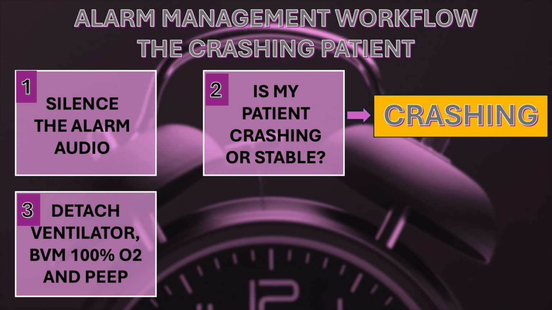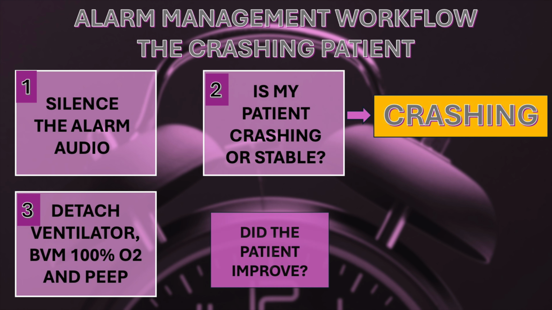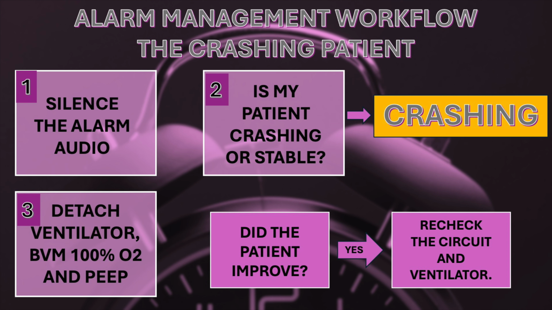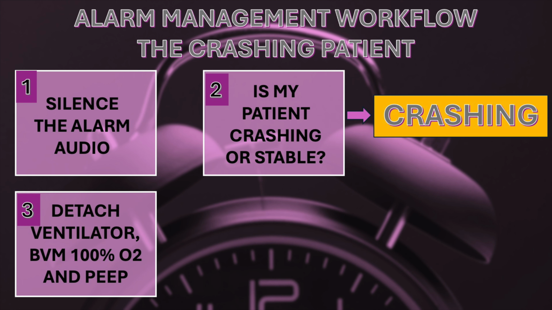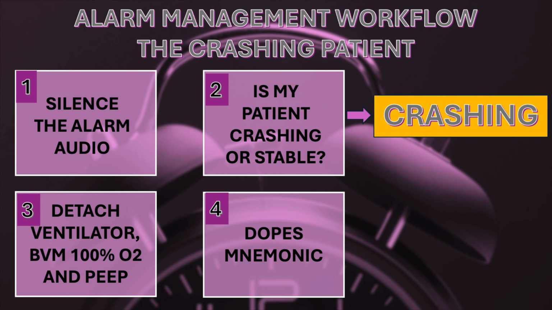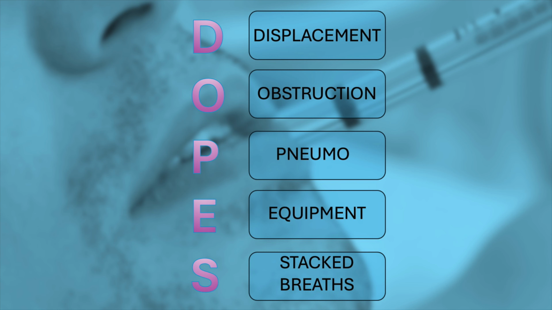In Step 3 of the alarm management workflow, you've disconnected the ventilator and initiated bag ventilation with 100% oxygen and the appropriate PEEP. Ask yourself, is the patient improving? The ventilator or circuit may be the issue if the patient improves with bag ventilation. If the crashing patient does not promptly improve with bag ventilation, we quickly proceed to Step 4 of the alarm management workflow and assess the patient using the DOPES mnemonic.